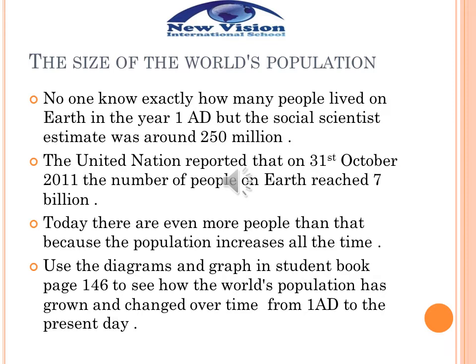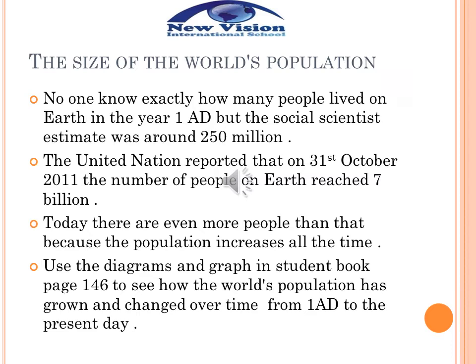At the beginning, no one knows exactly how many people lived on the earth in the first year, but the social scientists estimate was around 250 million. And the United Nations reported on 31 October 2011 that the number of the people on the earth reached 7 billion. But today there are even more people than that because the population increases all the time.